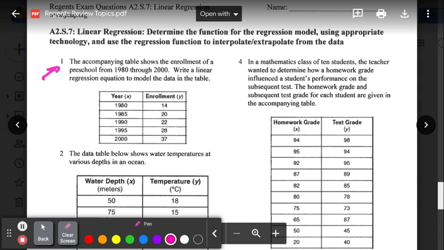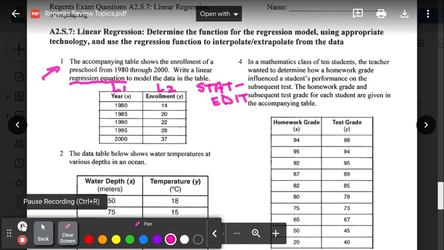So, whenever they say regression or equation, in your mind you go, ooh, I know that. Stat, edit. And the first column goes into L1 and the second column goes into L2. I'm going to pause my video and type that into my Delta Math graphing calculator.